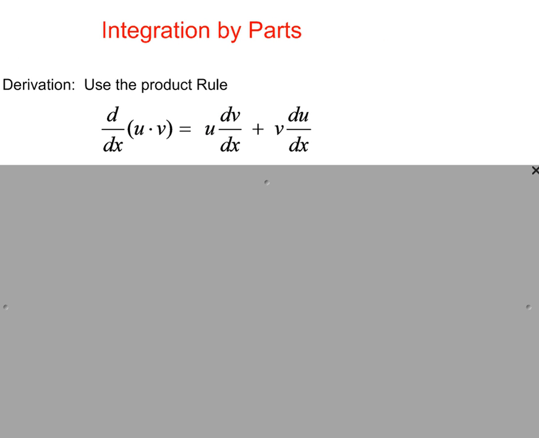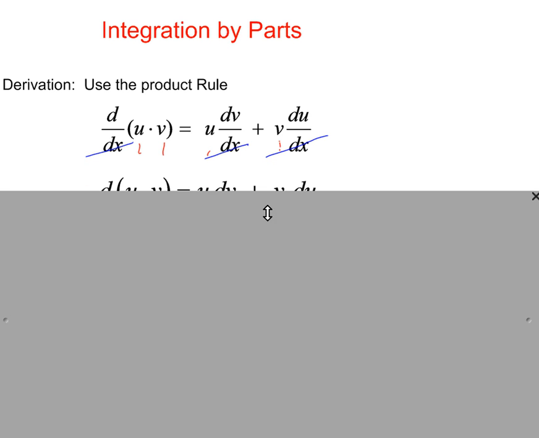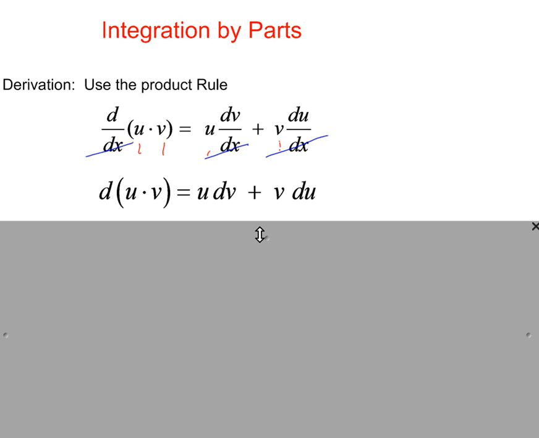Okay, integration by parts, what is it? Well, we're actually going to use the product rule to derive it. You should know that the derivative of a product of two functions is, in this case, u dv dx plus v du dx. We've seen that a lot. What I'm going to do now is multiply both sides by dx, so that dx cancels out. While it looks a little different, it still means the same thing. This is called differential notation. It still means the derivative of a product of u and v is u dv plus v du.